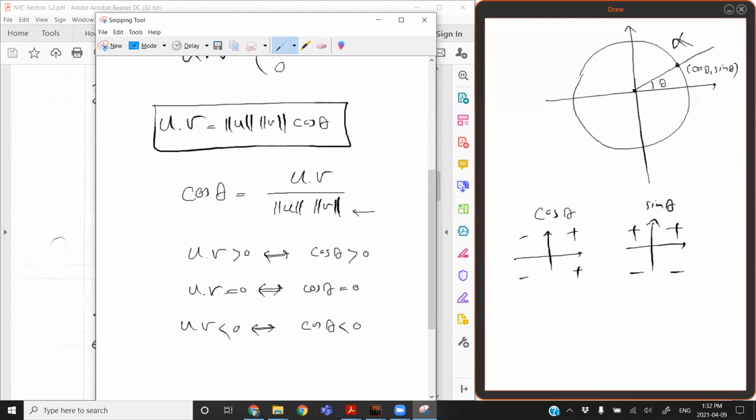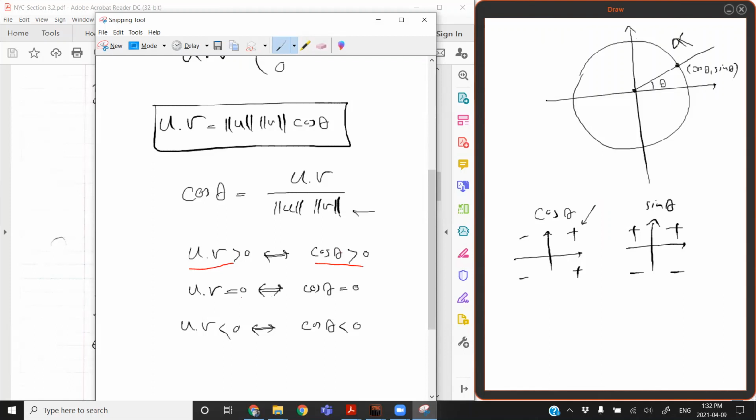Yes, because cosine is positive in the first quadrant. That means if the dot product is positive, then the cosine is positive, then the angle between two vectors is acute. It's less than 90 degrees, yes? First quadrant, between 0 and 90 degrees.